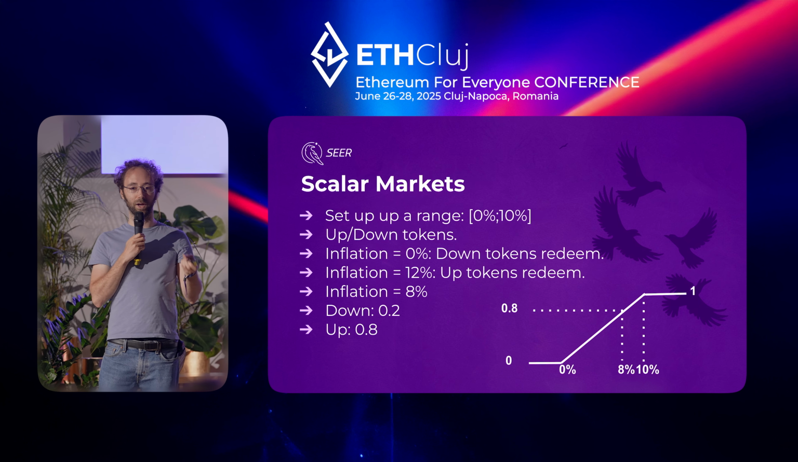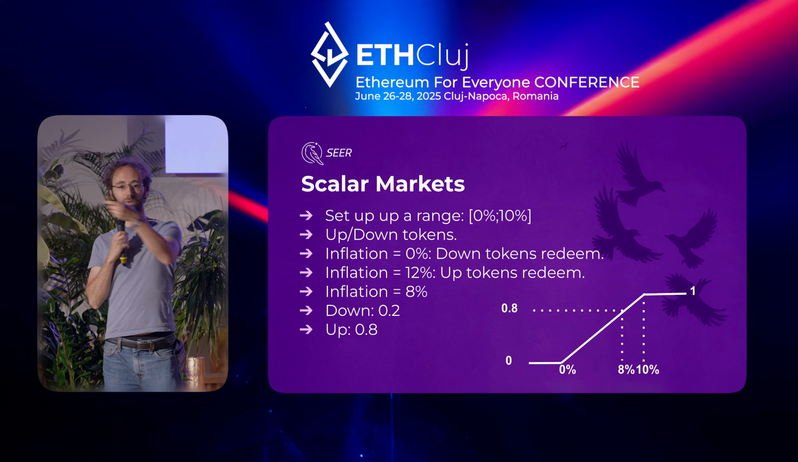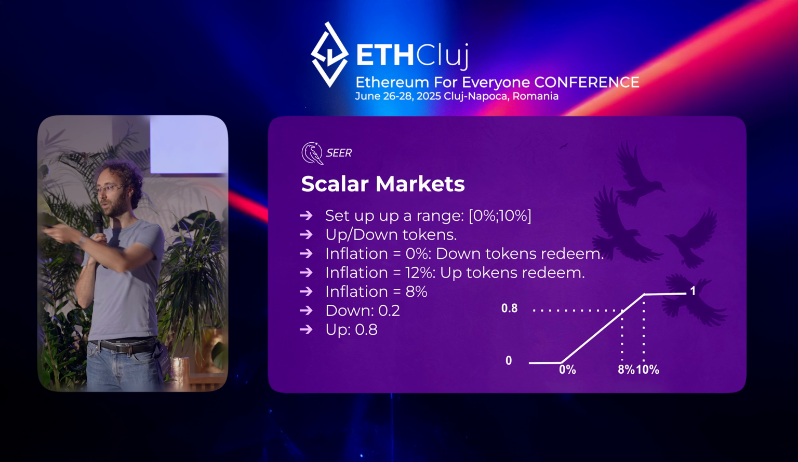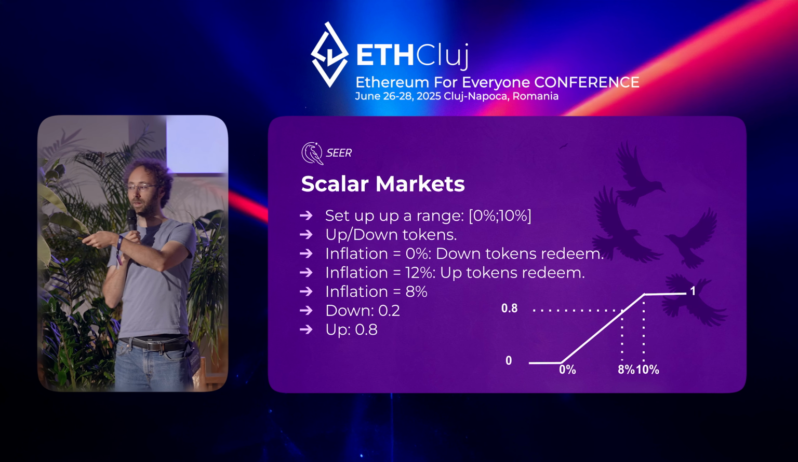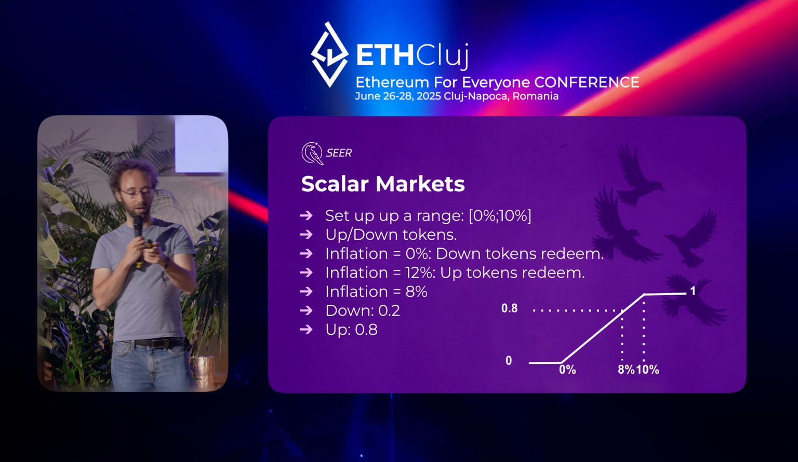So if you get the price of the up token and you assume that the value will be within the range, you can get an estimate of the value. So here, the up token is at 0.8. So the expected value of inflation would be 8% with this market.